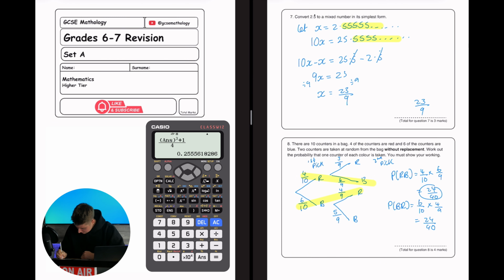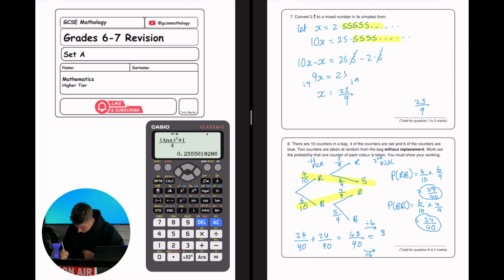Then we're going to add these two probability events together, so 24 over 90 plus 24 over 90, which is equal to 48 over 90, and if we divide top and bottom by 6, we can simplify this fraction.